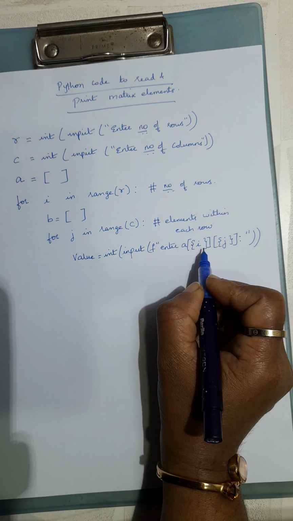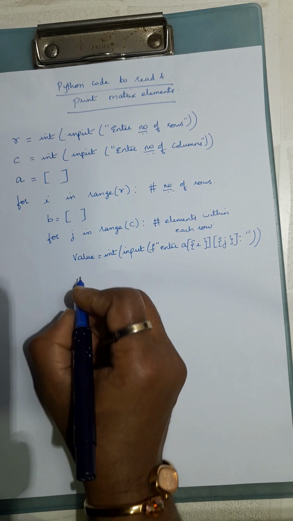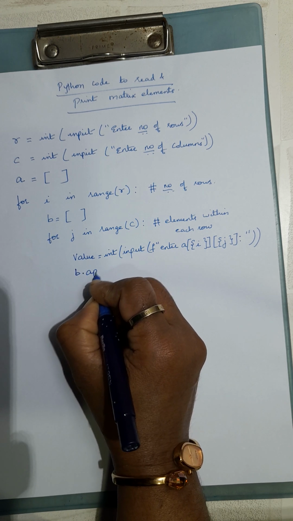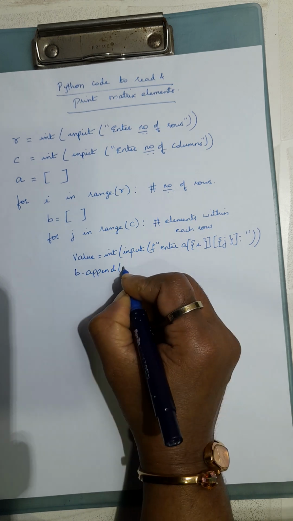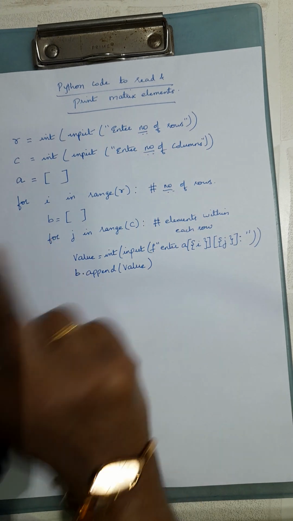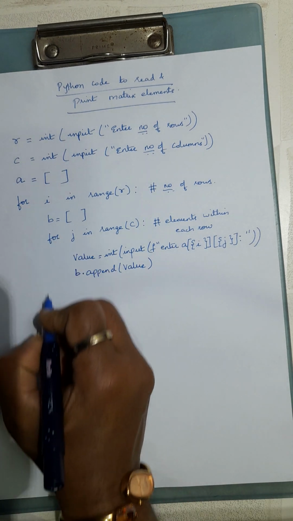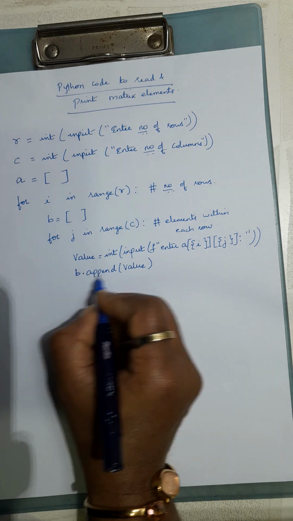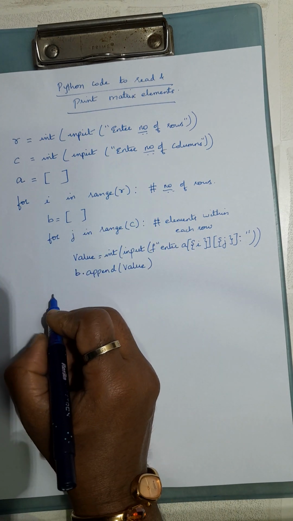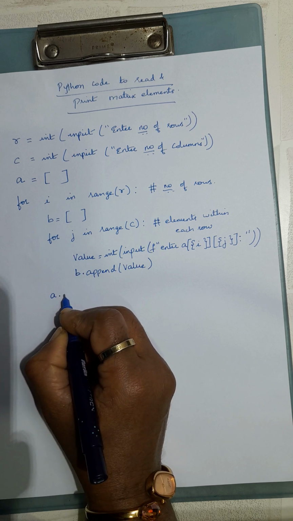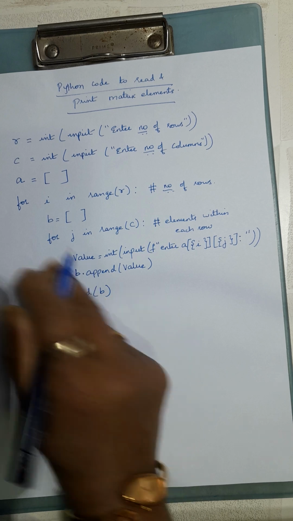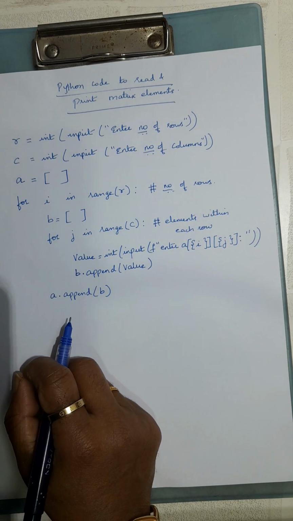So the value that you enter will be stored in the value variable. Then what do I do? B dot append. I am storing the value into the matrix list. I am storing it in a list. Then after this for loop, after reading all the column elements of the first row, finally we do A dot append of the first list to the main list.